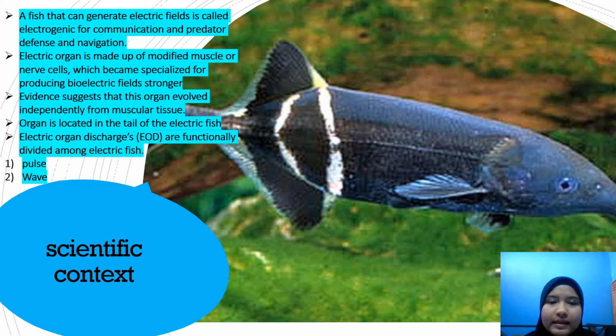Electric organ discharges, EOD, are typically functionally divided among electric fish. There are two types, pulse and wave, both originating from ancient evolutionary divergence in niche occupancy. EOD have also been observed to produce species-specific patterns, or different electric signal waveform patterns, according to their function.